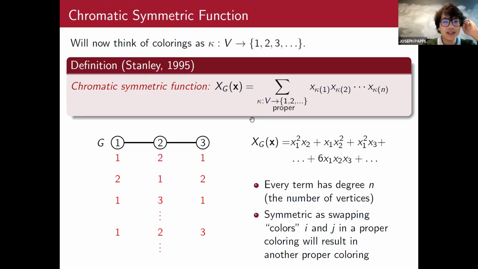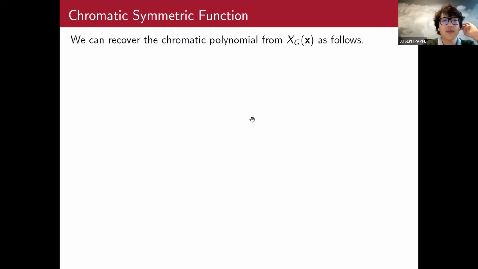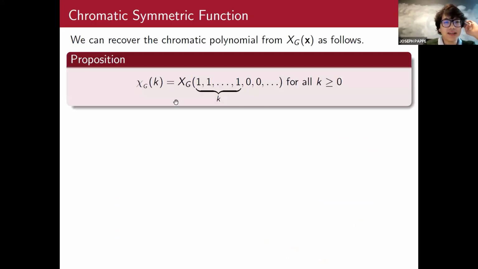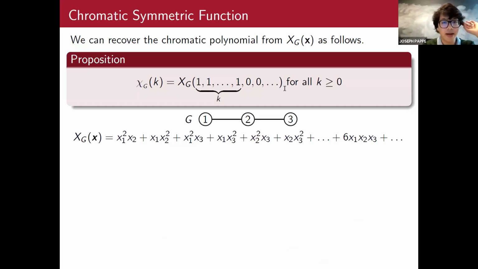And if it's a generalization, then we should be able to recover the chromatic polynomial. So is this true or not? I claim that the chromatic polynomial evaluated at k is equal to what we get if I just plug in ones in the first k variables of our chromatic symmetric function, then zeros everywhere else.